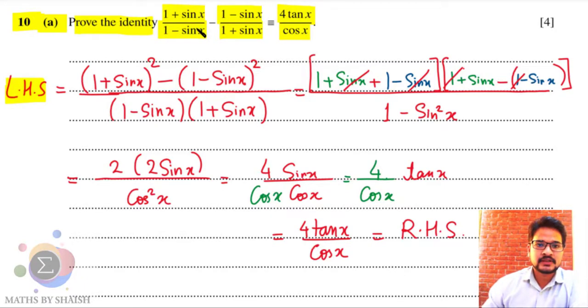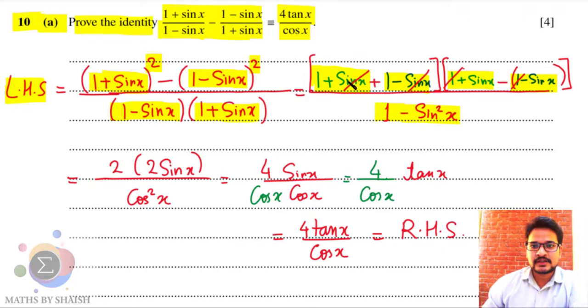Left hand side, we can take the LCM, or simply solve the fractions and subtract. So we multiply the denominators, 1 minus sin x, 1 plus sin x, and then cross multiply 1 plus sin x by 1 plus sin x. It is (1 plus sin x) squared. Similarly, it is minus (1 minus sin x) squared. It is a squared minus b squared in the numerator. So a squared minus b squared is (a plus b)(a minus b). And the denominator is (a minus b)(a plus b), that is a squared minus b squared.